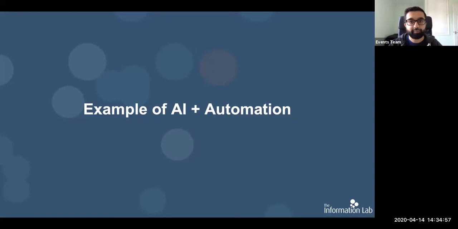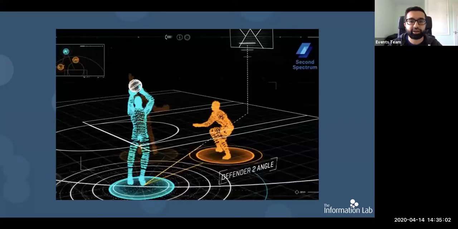In a more worked example of both AI and automation, I think I always end up going back to sports, which is something that I'm quite interested in. So this is by a company called Second Spectrum. They've got a great TED Talk, which I usually recommend, about how data and artificial intelligence and machine learning are coming into play here.